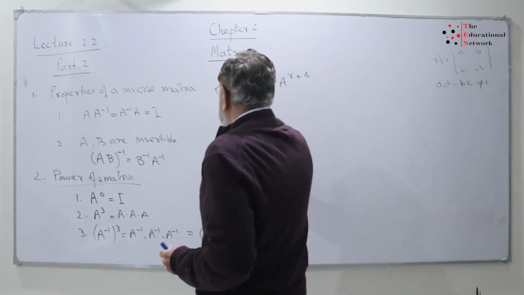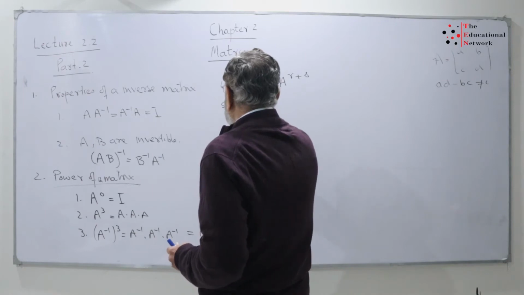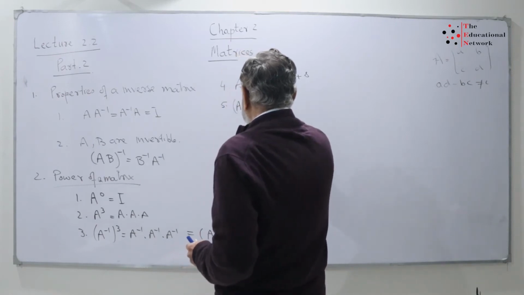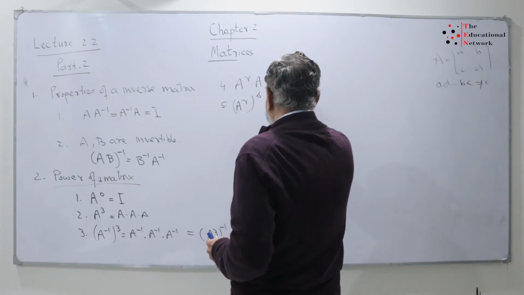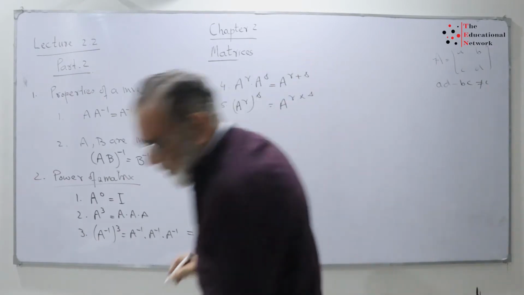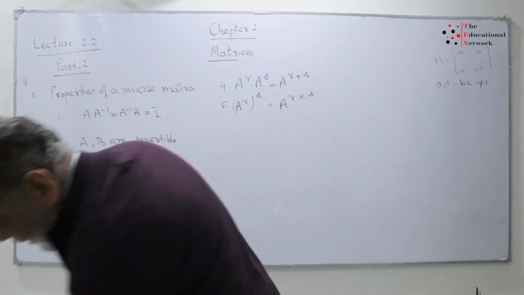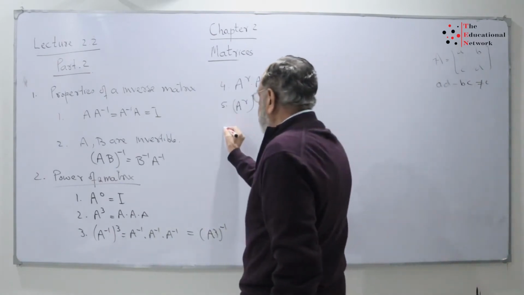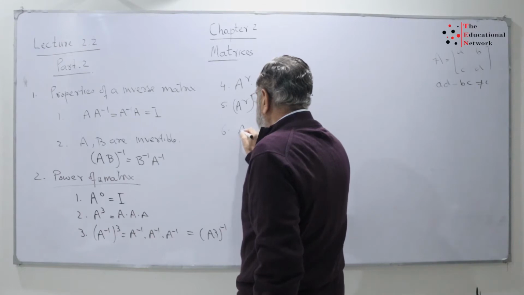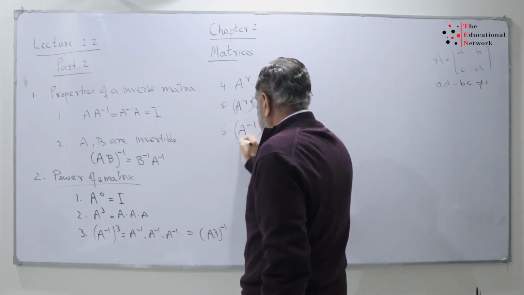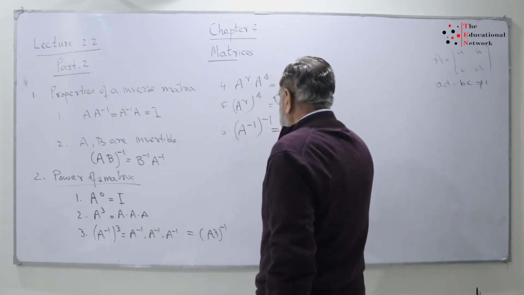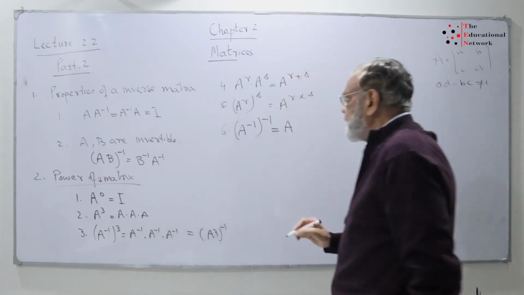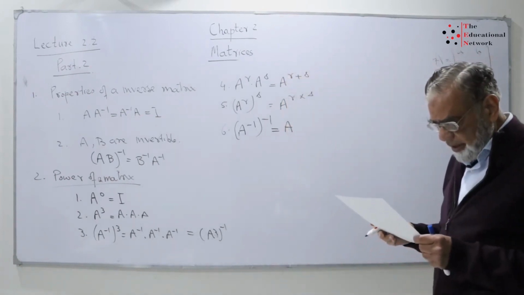Number 5, we have A to power R to power S. This is equal to A to power R multiplied by S. So the same property holds for this one also. Number 6, we have A inverse. We take its inverse again, as in transpose. We get the matrix A. A inverse of inverse is matrix A.